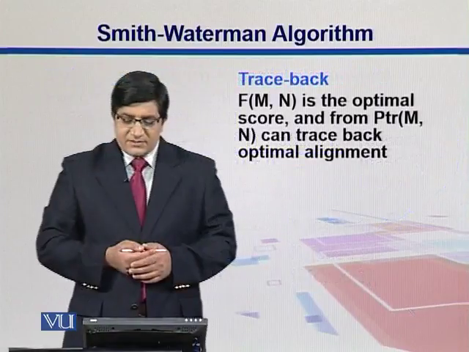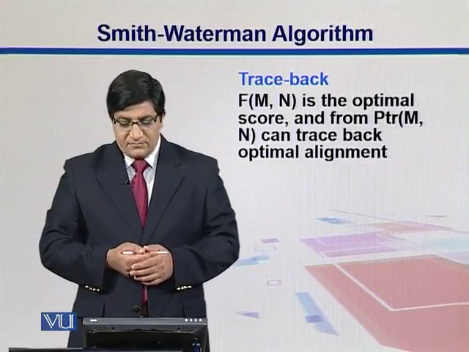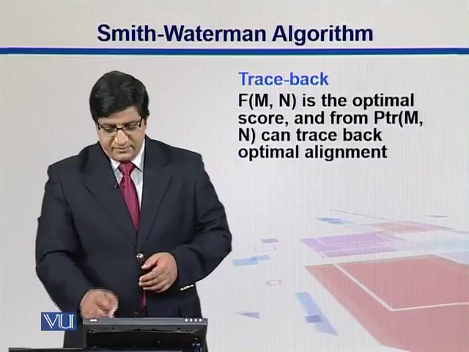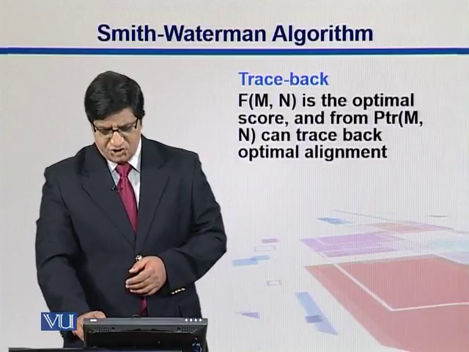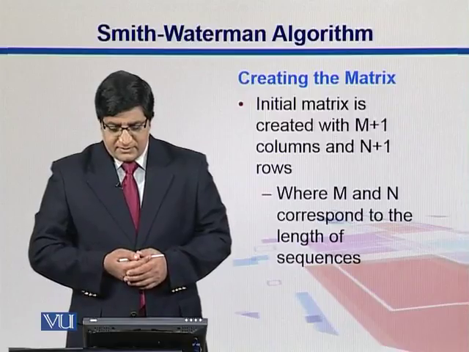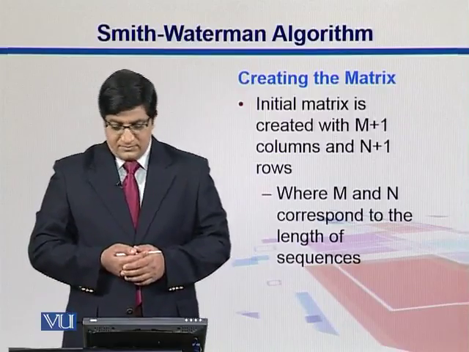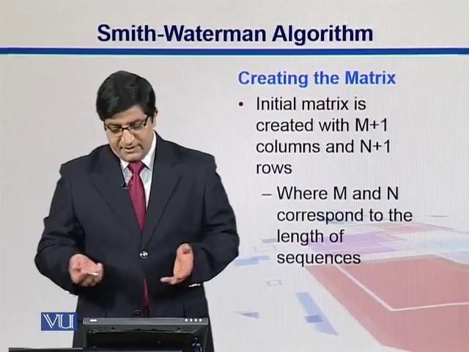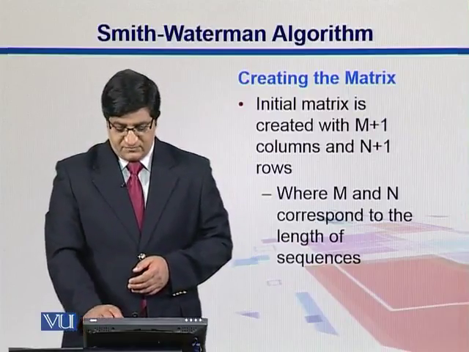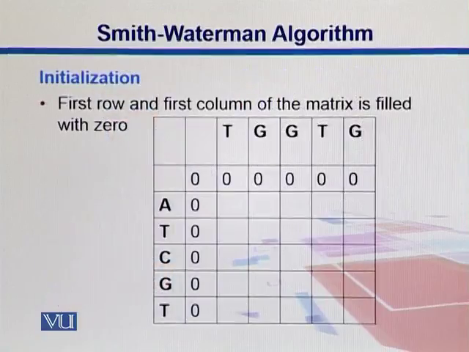F(m,n) is the optimal score, and from the PTR pointer we can trace back the alignment the same way we did in Needleman and Wunsch. We create the matrix with m plus 1 columns and n plus 1 rows. We know why we need that: when we start the alignment we might want to start with some gaps. So the first row and first column are filled with 0.